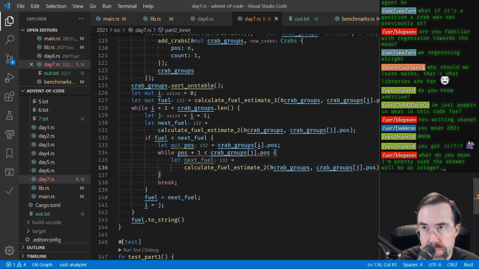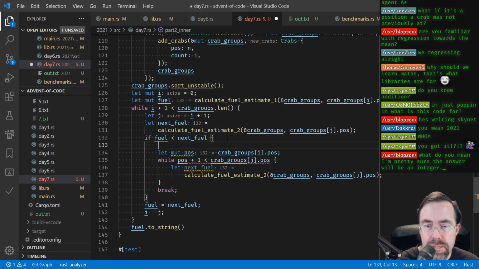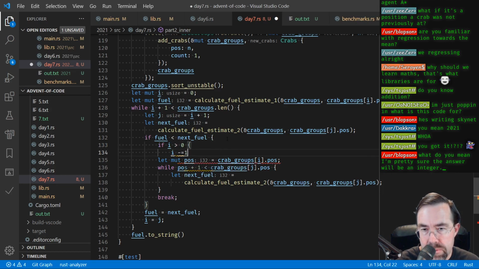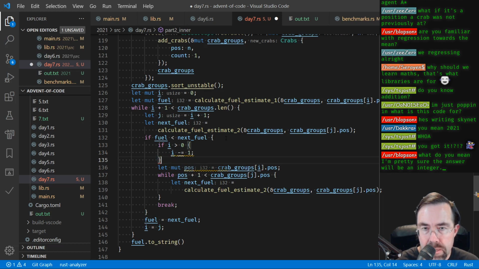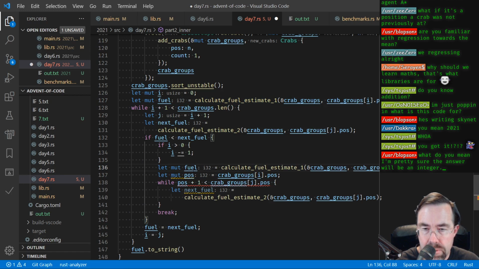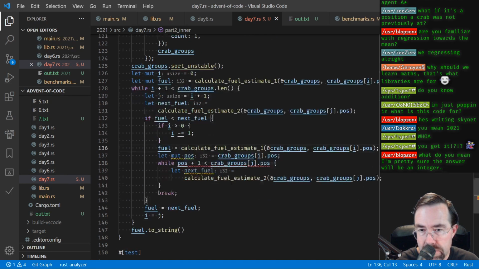Actually, we need to go back 1 position too, because we might have already gone back up. So I need to have it back up 1, right? So yeah, let's back up 1. So if I is greater than 0, I minus equal, so back up 1, and then we'll recalculate the fuel at that position. Just fuel equals, so we can reuse the variable.